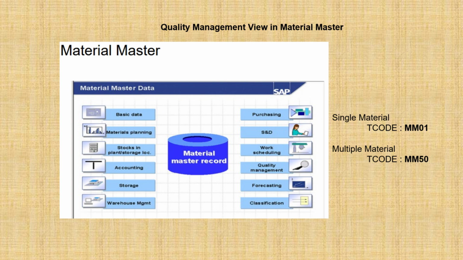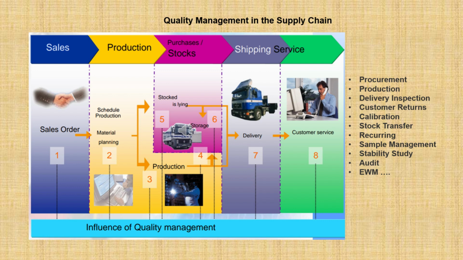I will be inspecting it, and once the inspection has been done, then I will decide where to move the material, to the blocked stock or to the unrestricted stock, so that it can be used in further transactions. That transaction can be whether I want to sell it or I want to use that material in the production department.